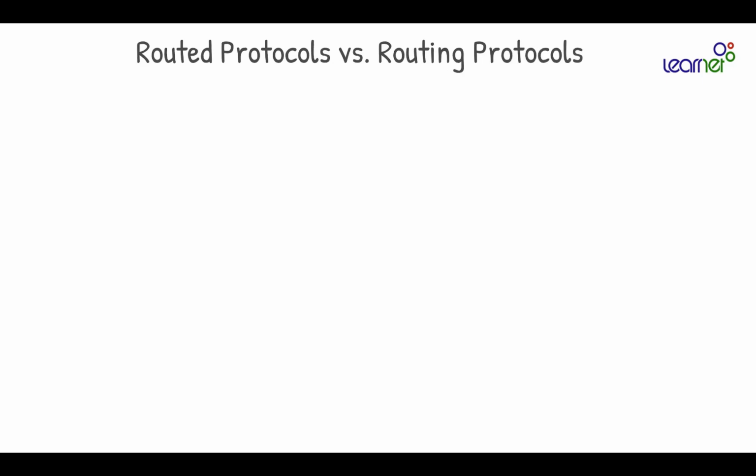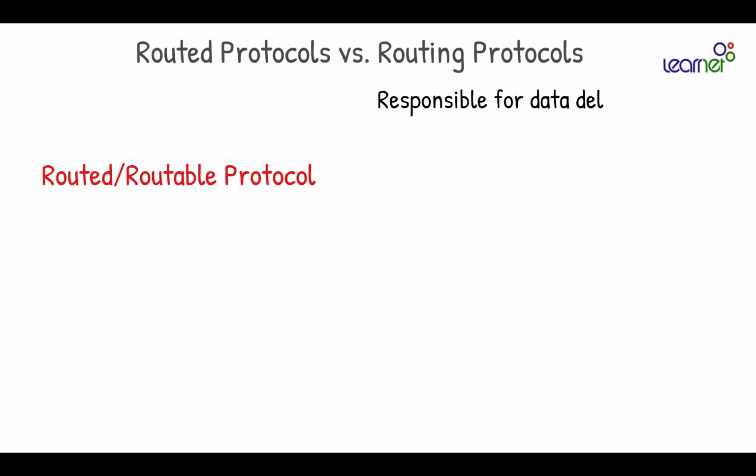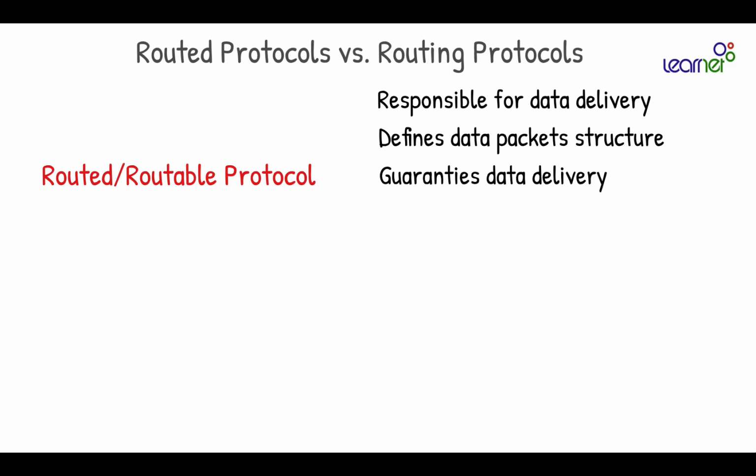Let's start by understanding the difference between routed protocols, also known as routable protocols, and routing protocols. Two key concepts in networking. Routed protocols are responsible for the actual delivery of data across a network. They define the format and structure of the data packets and ensure they are forwarded to their correct destinations. Examples of routed protocols include IP version 4 and IP version 6.